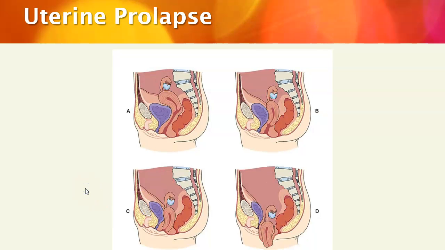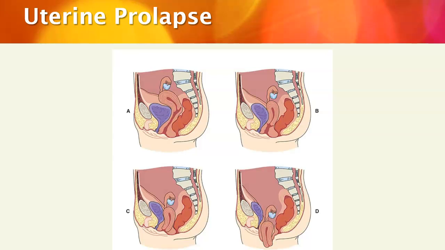Now here is where we have uterine prolapse. In Figure A, that's what it's supposed to look like, your normal uterine anatomy. As we look at the various levels, you can see how the uterus is progressively sagging further and further into the vaginal area. Figure B is your first degree, described as less than half of the uterus sagging into the vagina. Figure C is a second degree, where the entire uterus is in the vagina but not outside yet. And Figure D is your third degree, where the uterus is actually outside of the body.